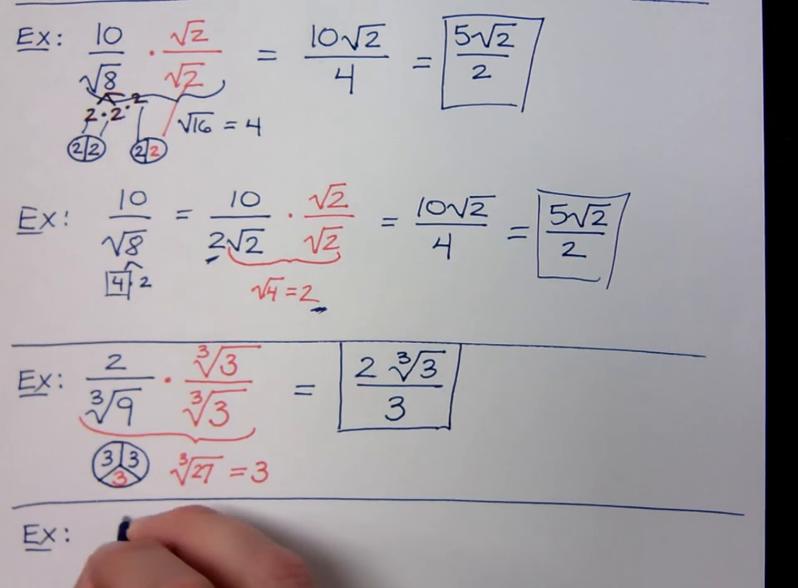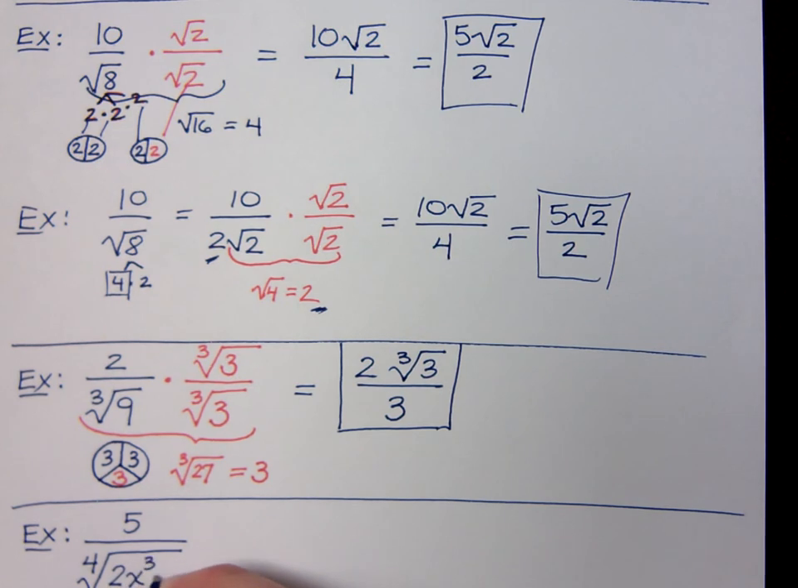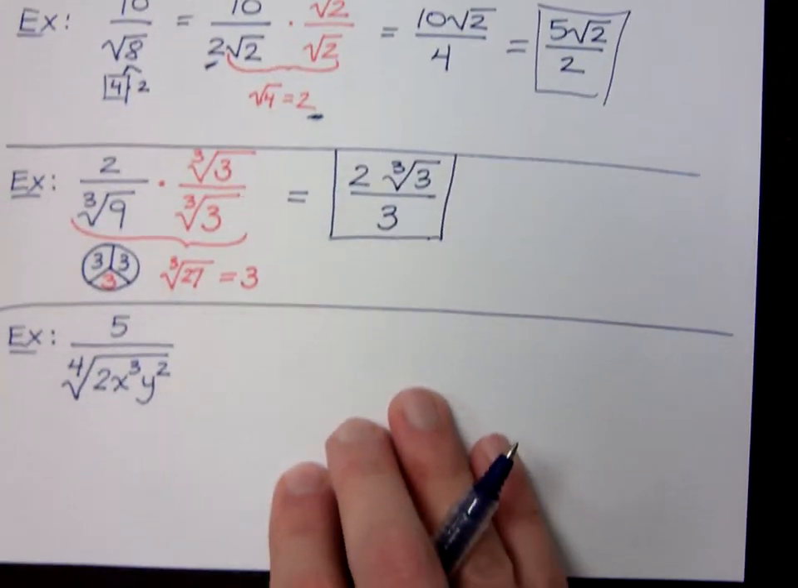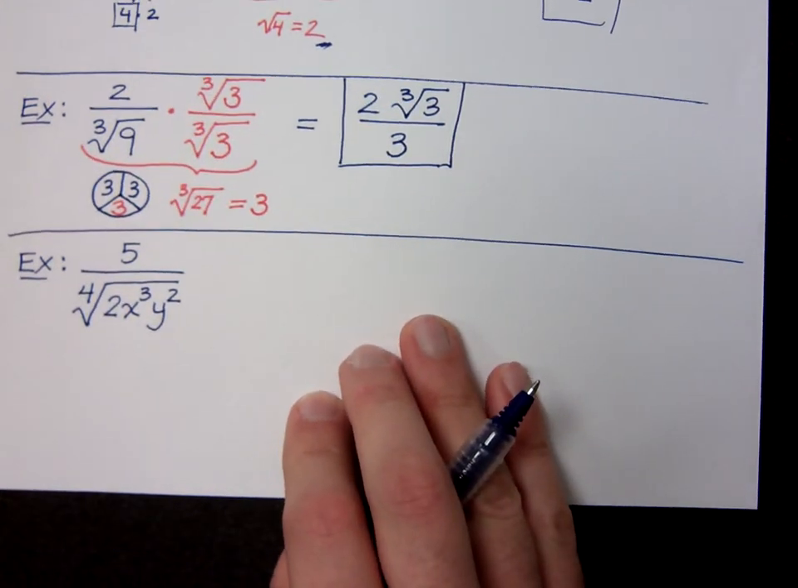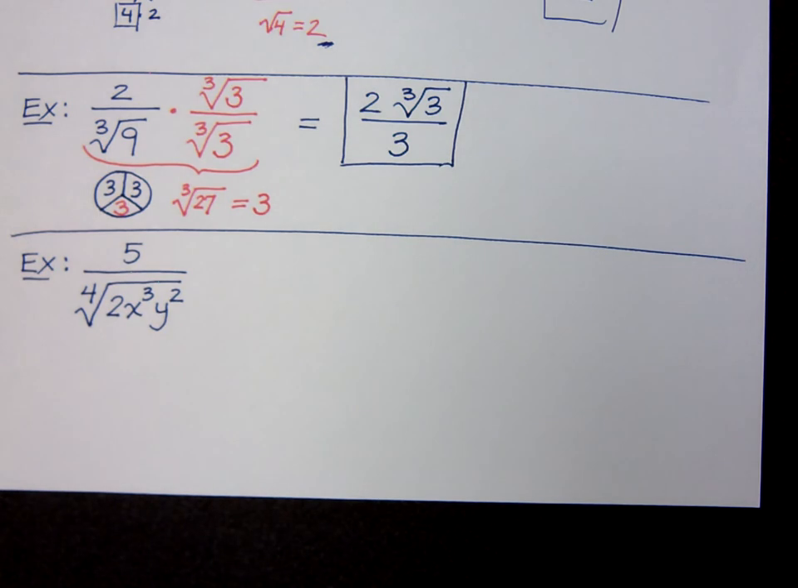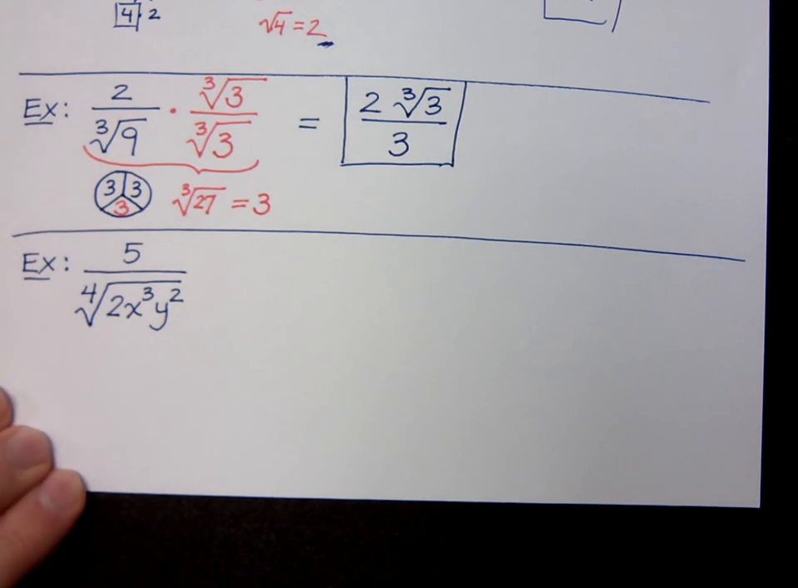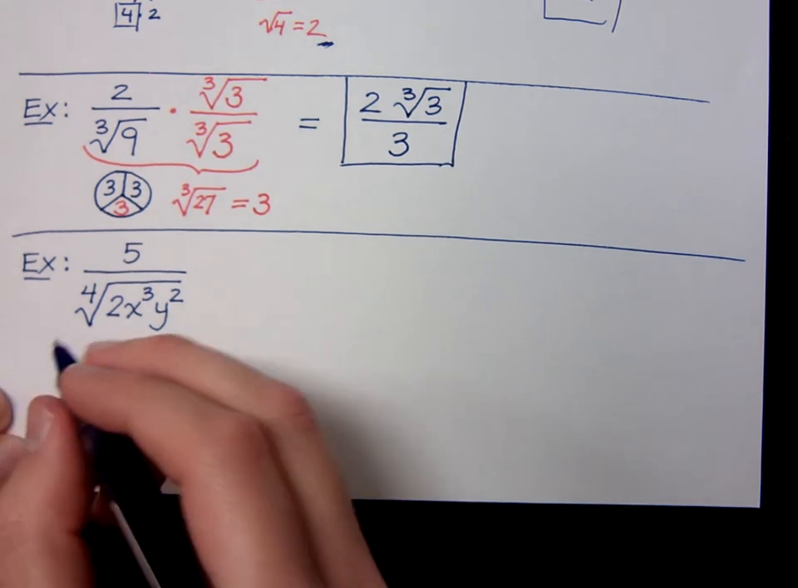If I have 5 over the 4th root of 2x to the 3rd y squared, to rationalize this expression so I don't have a radical in the denominator, I have to make sure that everybody inside the radical is a perfect what power? A perfect fourth power. Now when we do this, it may help you to draw your little diagrams to see what's missing and what you have.